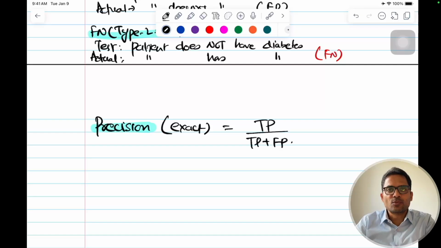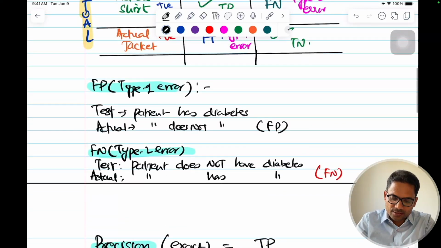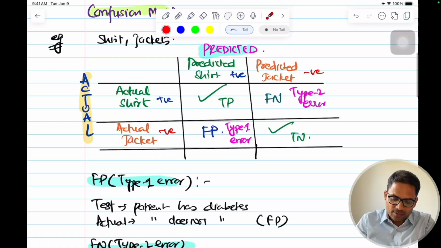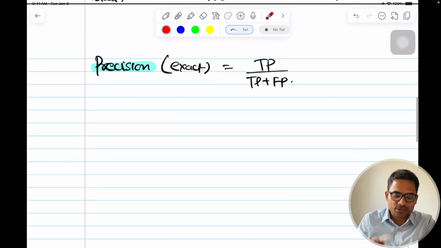It measures the quality of your predictions. Out of all the predictions you made for the positive class, how many were actually positive? Of all the predictions you made about the shirt, how many were actually shirts? These were falsely declared as shirts.